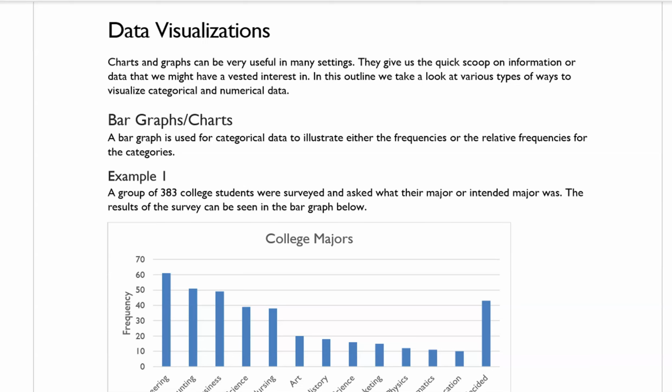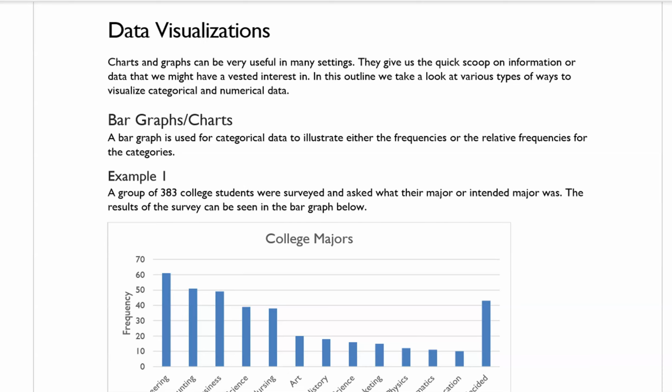Charts and graphs can be very useful in many settings. They give us the quick scoop on information or data that we might have a vested interest in. In this outline, we will take a look at various types of ways to visualize categorical and numerical data. The first type we are going to look at are bar charts or bar graphs.